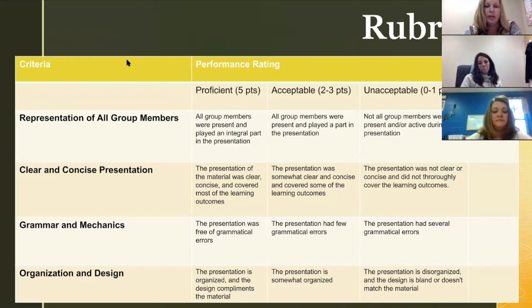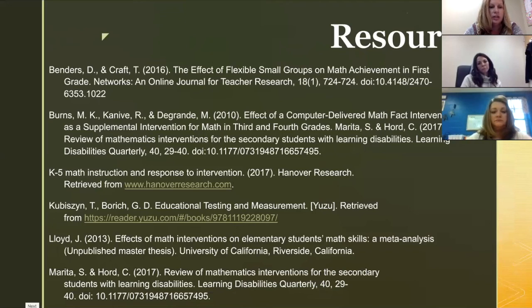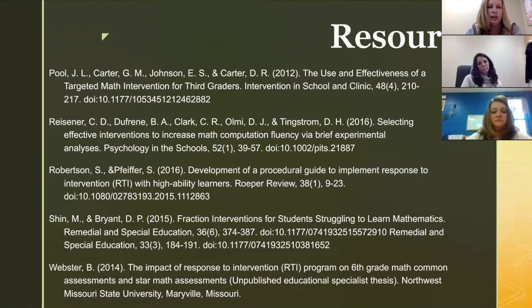Looking at the grammar and mechanics, making sure that we were free of grammatical errors, and that the presentation was well organized and clearly designed as well. And then at the end of our presentation, we have our resources, which we pulled from to gather all this material. Thank you.